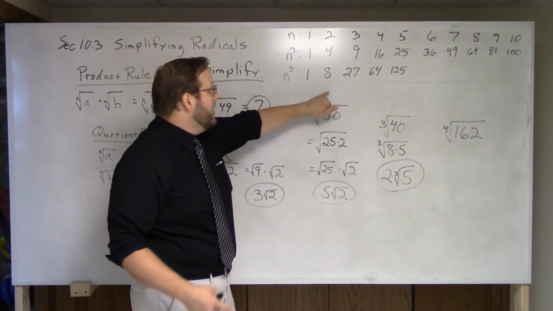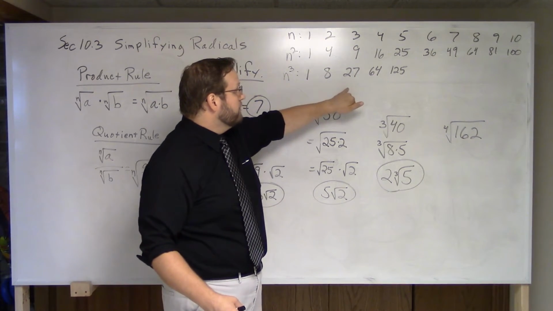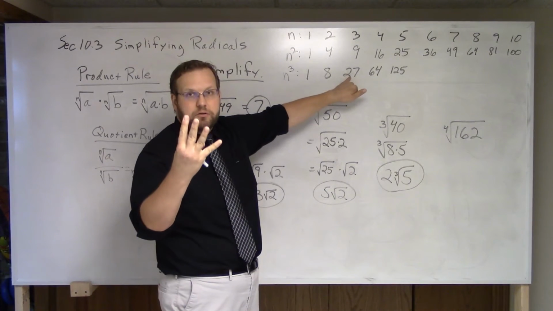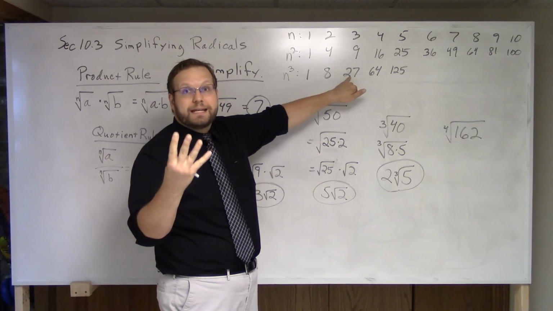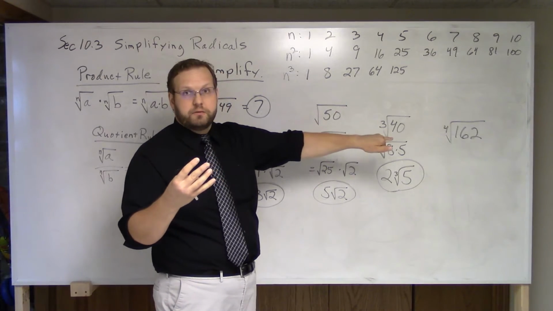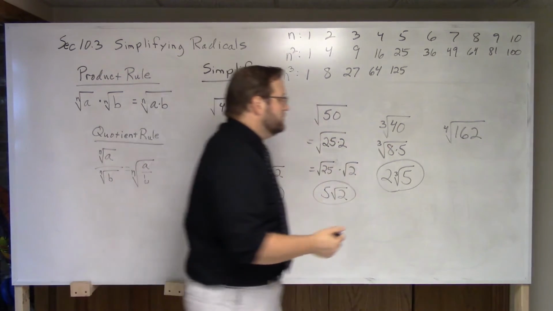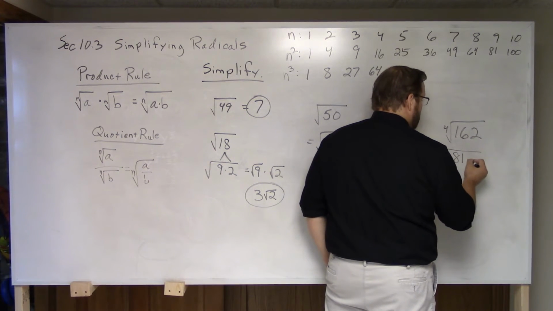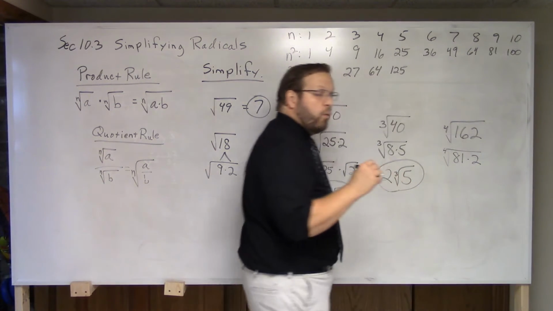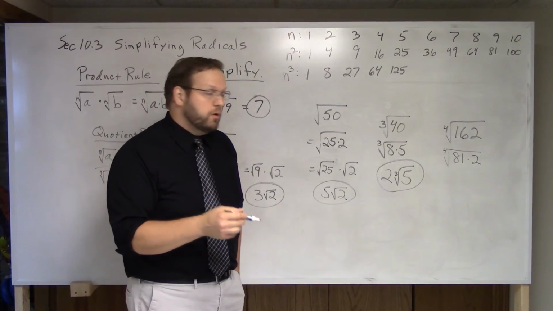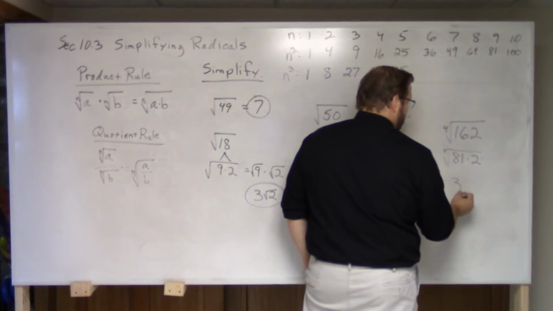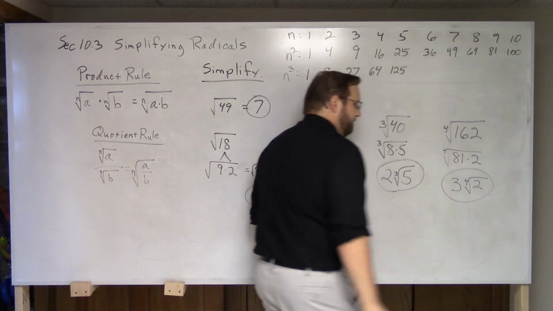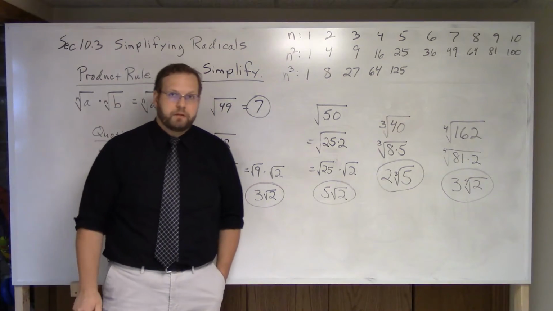No. How would I go with 3 to the 4th? Well, that is 27, which was 3 times 3 times 3, times another 3. 27 times 3 is 81. Does 81 go into 162? Yes. Okay, so what I have is a 4th root of 81 times 2. And what did I raise to the 4th power to get the 81? A 3. And there's my answer. Okay?